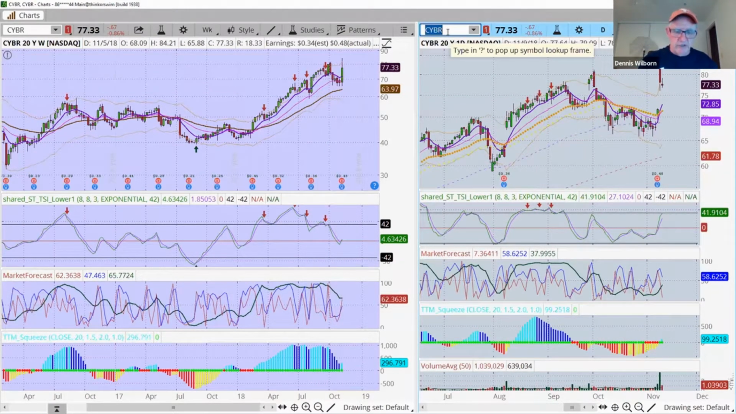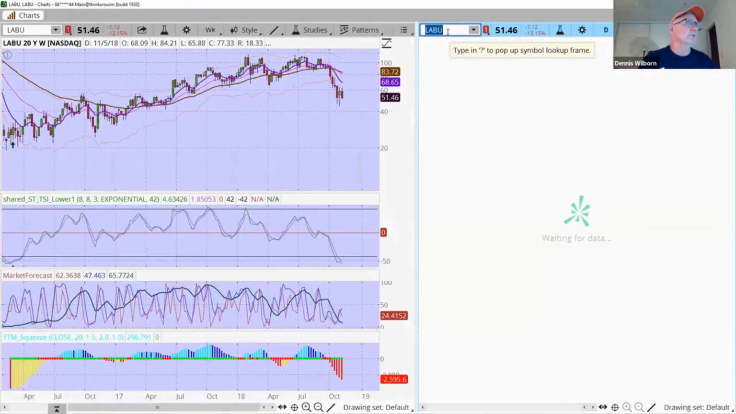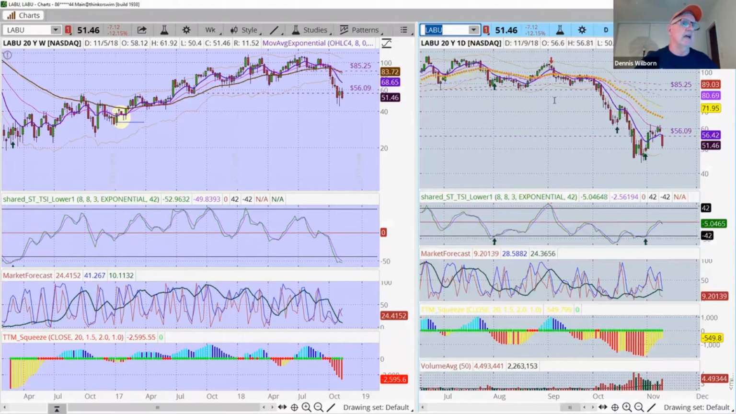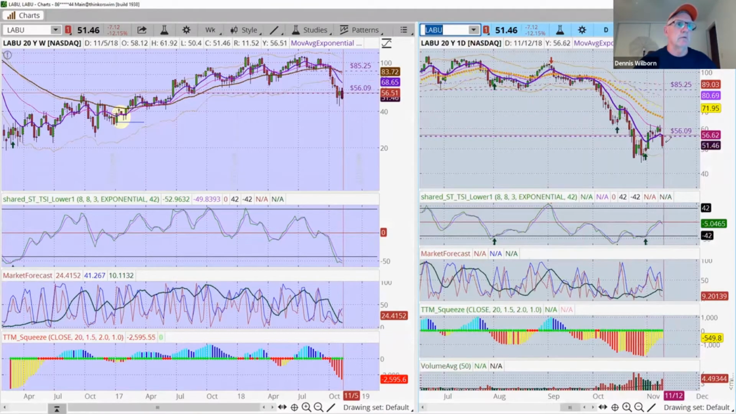And last but not least, I'll just throw this out. We are also keeping our eye on LABU. Actually, we got into a trade a little bit earlier this week. It broke through the 8-day moving average. We cashed out. Now we're waiting for another setup here.